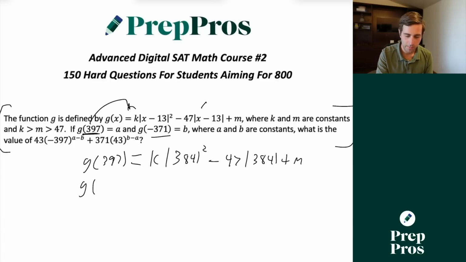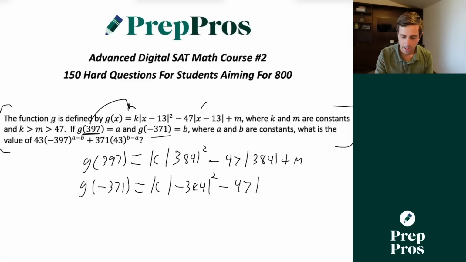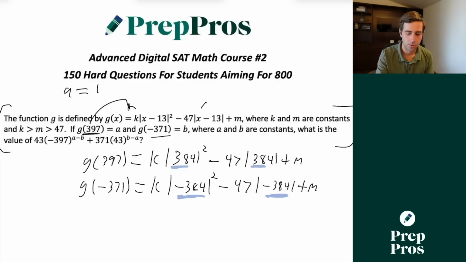And now we're going to do the same with g of negative 371. Well, what happens when we do this is we get negative 384 absolute value squared minus 47 absolute value of negative 384 plus m. And well, if we remember the basics of absolute value, everything becomes positive, so these two equations are really just the same. g of 397 is equal to g of negative 371. Therefore, we also know that a is equal to b.